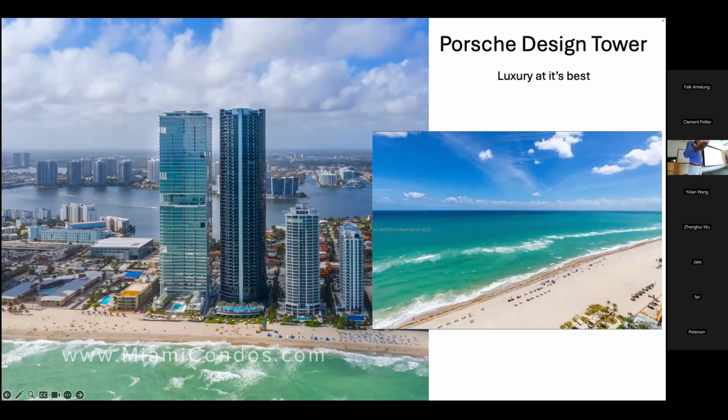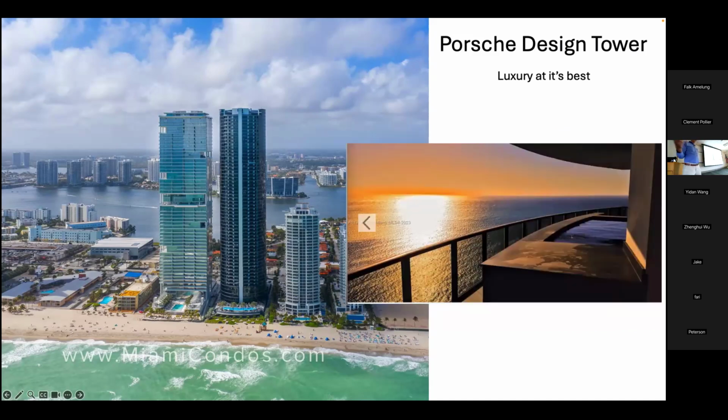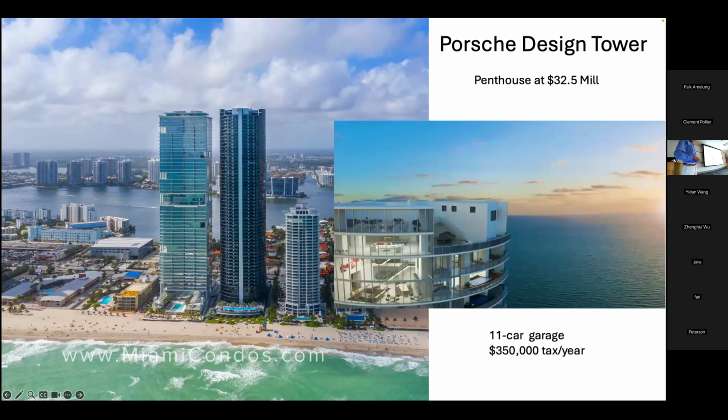And you don't want to go to the community pool, you need to own a pool in your apartment. And so it's not quite cheap. The penthouse was sold at $32.5 million. And we know how expensive property insurance is. So they are paying something like $350,000 a year, which is $1,000 a day, just for property insurance.